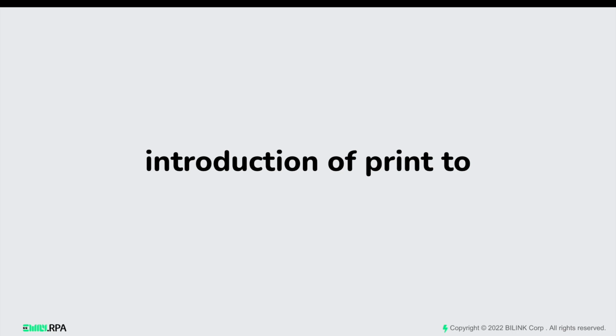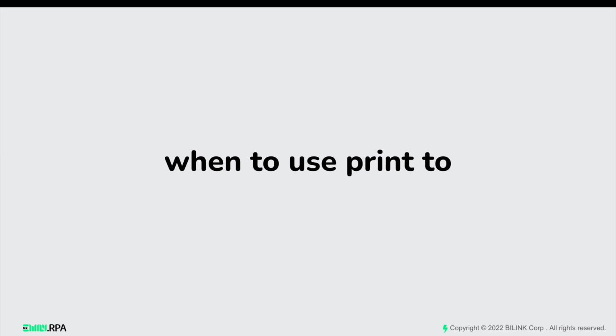In this video, we will introduce how to use the Print To tool. This tool is similar to right-clicking on a web page in a browser and then clicking Print. It can be used in your automation process when you need to save a particular page as a PDF or you have to actually print the page.